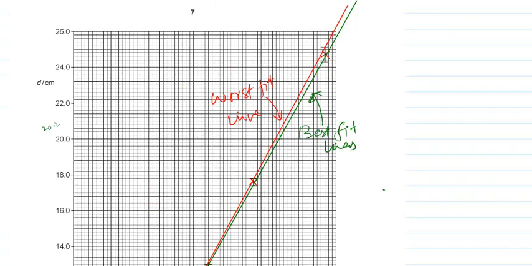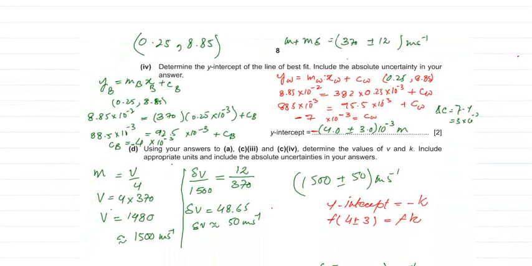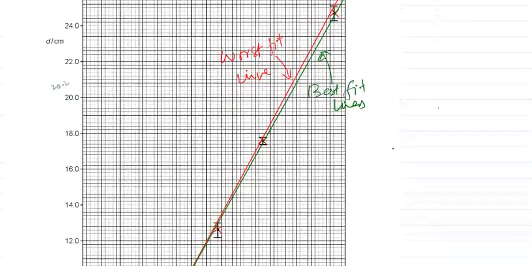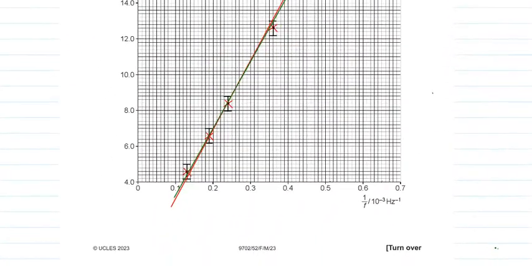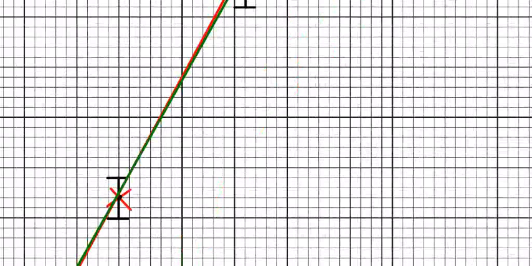Determine the y-intercept of the line of the best fit. Include your absolute uncertainty in your answer. So we have the equation for the best fit line, y_b equals m_b x_b plus c_b. And we have chosen the value somewhere here, where the best fit and worst fit points are actually the same.